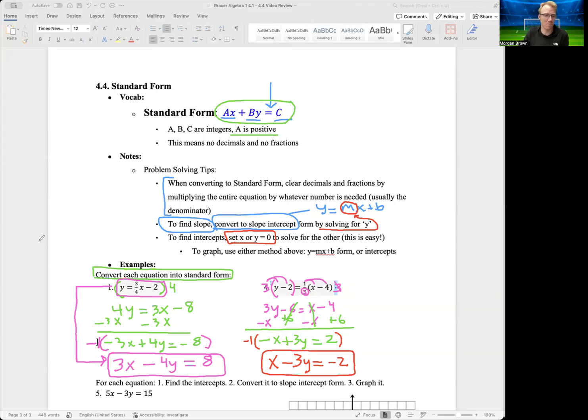Feel free to pause the video anytime to help make sense of these, or rewind and watch it again if you missed something. And we'll just do a couple more examples and we'll be finished.